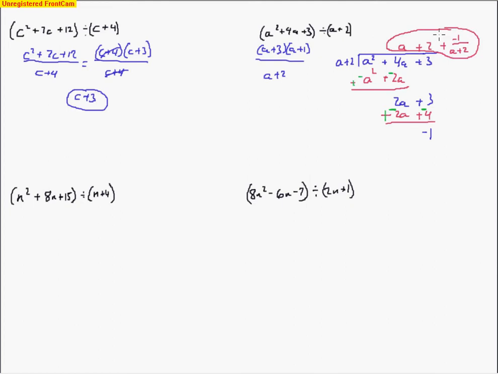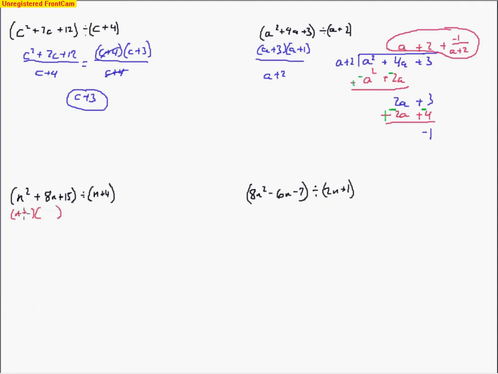So that's the quotient. Again, the key is, just like long division, we always try to cancel out the leading term to narrow our way down to the end. And instead of a decimal, we're going to use the mixed number form: negative 1 over the divisor of a plus 2. Take a look at the next one. Very similar problem. Remember, always check to see if you can factor and cancel.